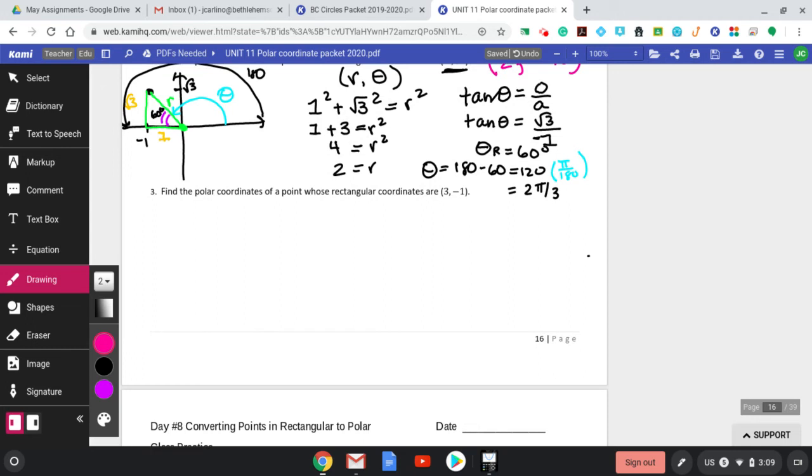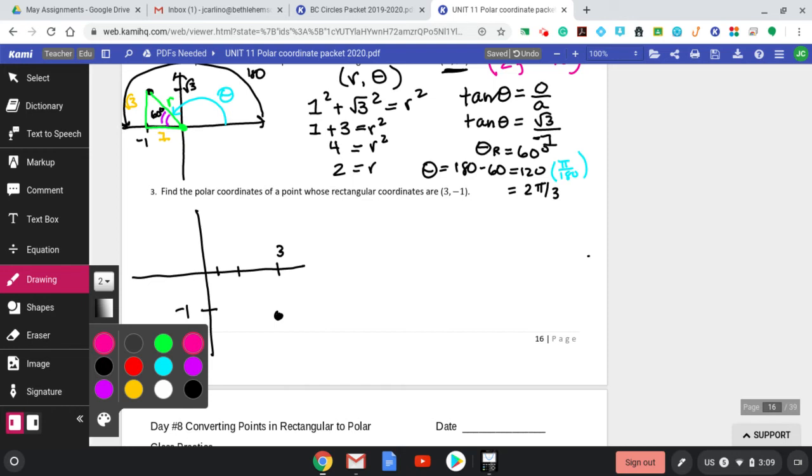Now it's (3, -1). What would it be in polar form? So here we go. Go ahead, graph (3, -1). So 1, 2, 3. It's a little spaced out there, but hey, it'll do the job. Boom, there it is. All right, first thing we need to find is what's the r value? This distance right here.